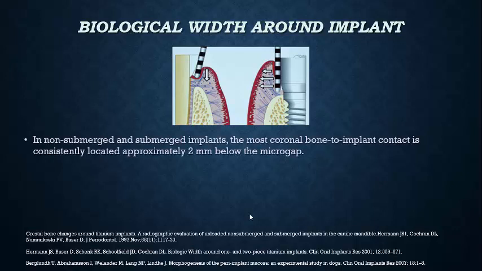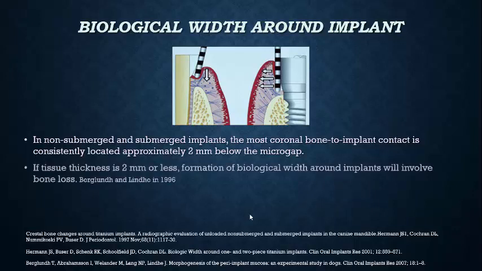So, in non-submerged and submerged implants, the most coronal bone to implant contact is consistently located approximately 2 mm below the microgap. So, according to this study, wherever we place our implant, we're going to have bone loss about 2 mm below the microgap, below the connection of the implant with the abutment.